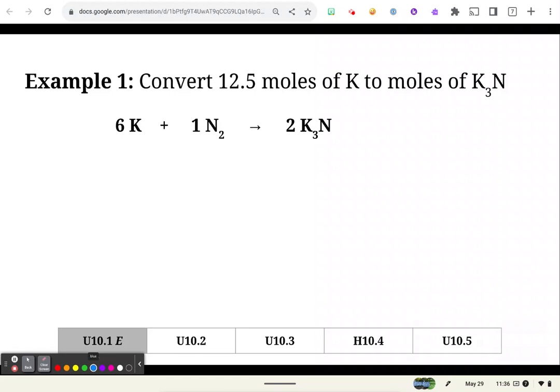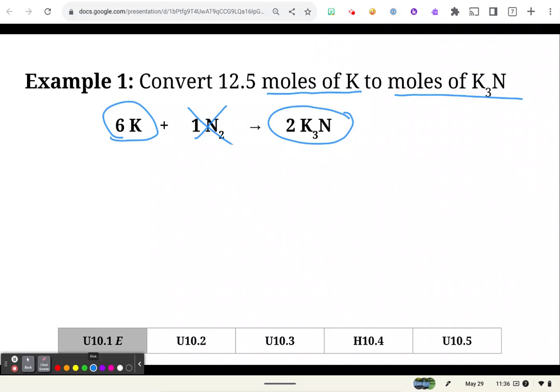All right, so this one, first of all, you always start with your balanced chemical equation. And according to this question, it wants us to think about going from moles of K. So what I'm going to do is circle K in my chemical equation. 2 moles of K3N, I'm going to circle that one as well. What that means is I can totally ignore the N2. So all I care about is that for every 6 Ks, there are 2 K3Ns that are produced.